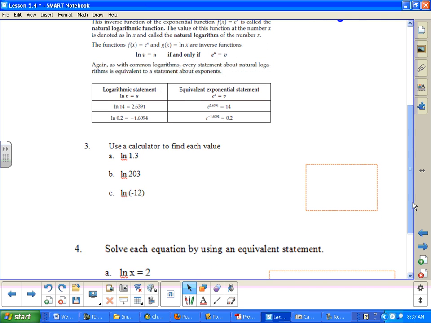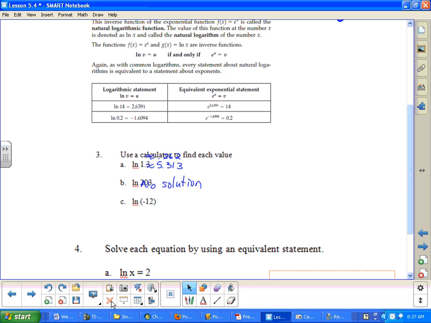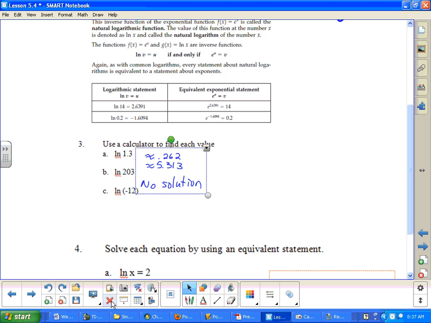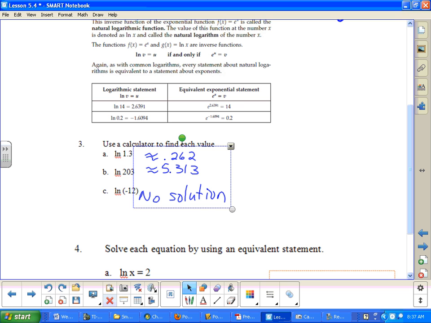So number 3 just says use a calculator to find these. Can't take the natural log or the log of a negative number.